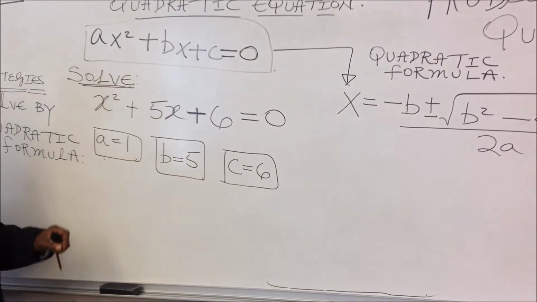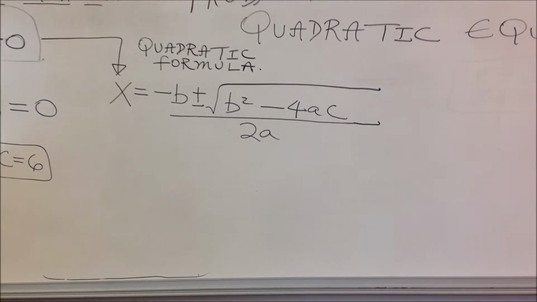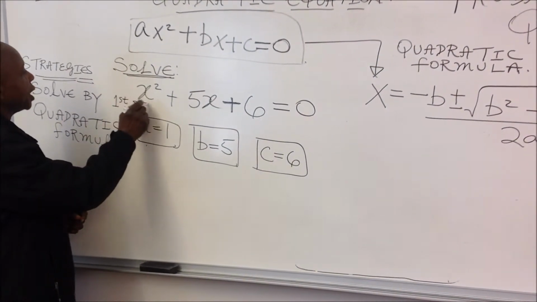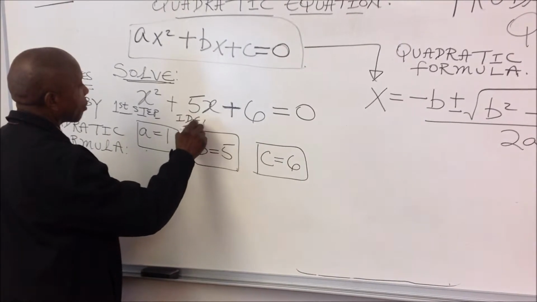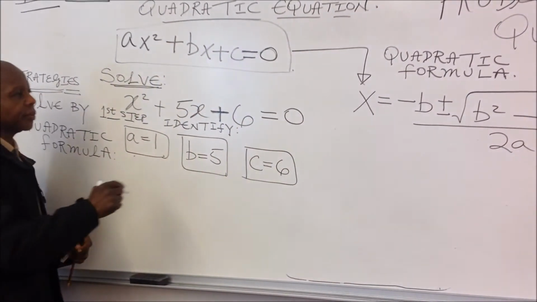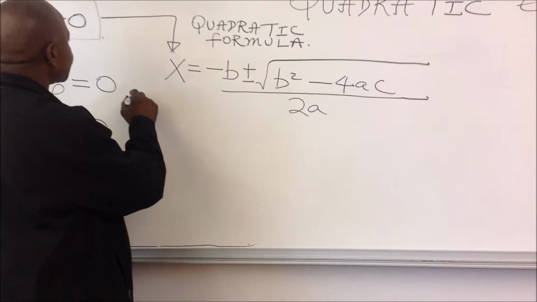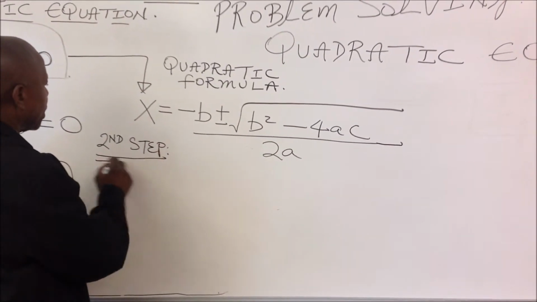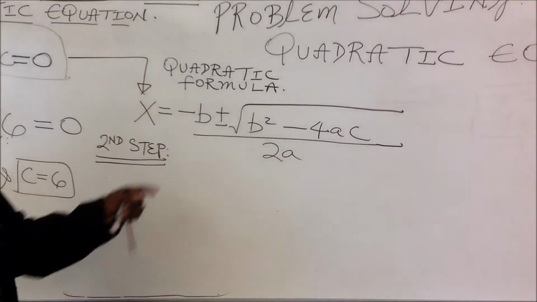Okay? So once you identify your A, B, and C in the problem, you can then apply the quadratic formula. So this is our first step. The first step is to identify your A, B, and C. First step in solving these problems. And then the second step in the strategy is to what? Make what? A substitution in the formula.